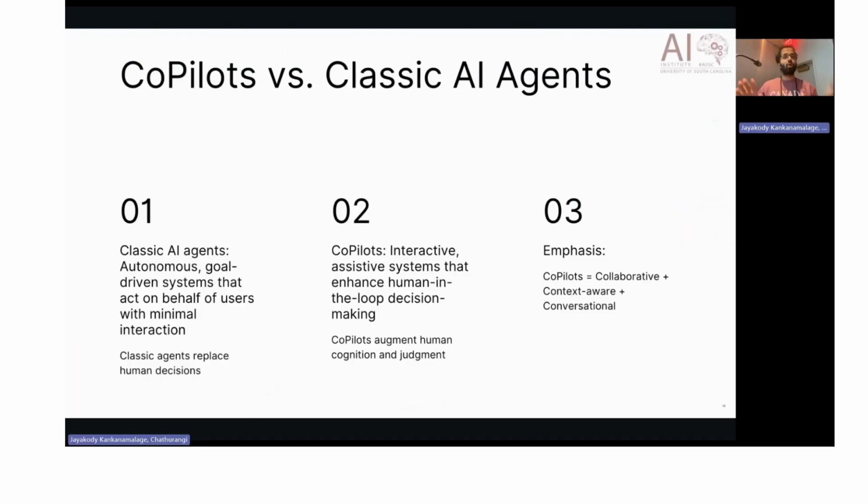So what's the difference between a Copilot and classical AI agents? Classical AI agents are autonomous, goal-driven systems that act on behalf of users with very minimal interaction. Copilots, on the other hand, are interactive, assistive systems that enhance human-in-the-loop decision-making. The emphasis on copilots is these three things: collaborative, meaning it collaborates with the human; context aware, with grounded reasoning; and conversational, so there are always interactions. Classical agents replace human decisions, while copilots augment human cognition and judgment.